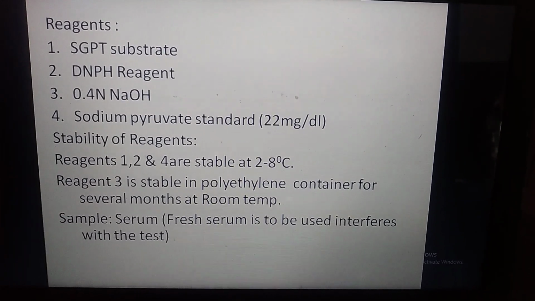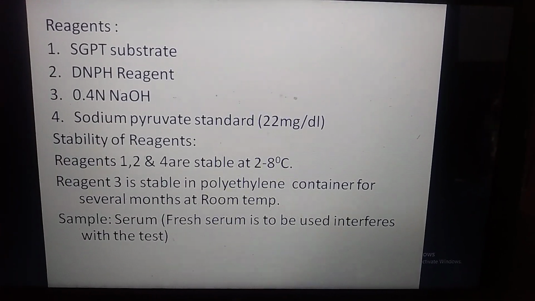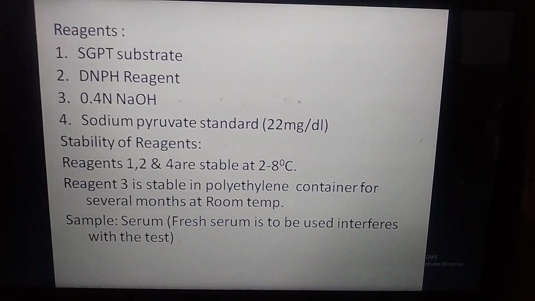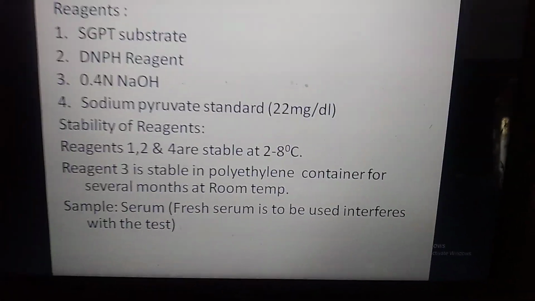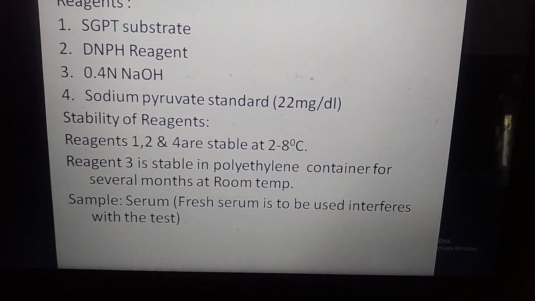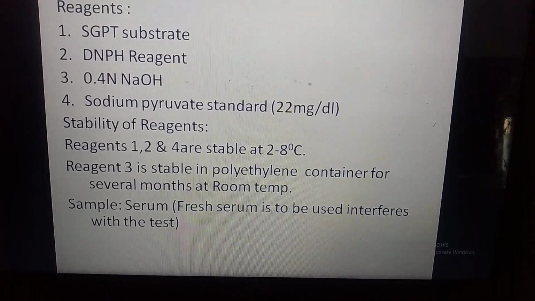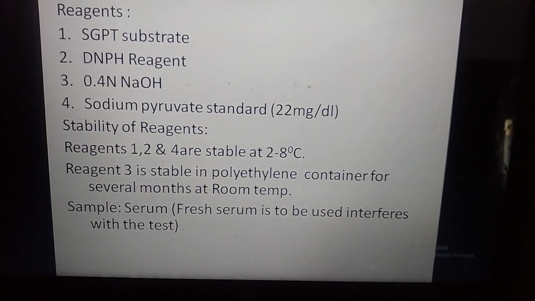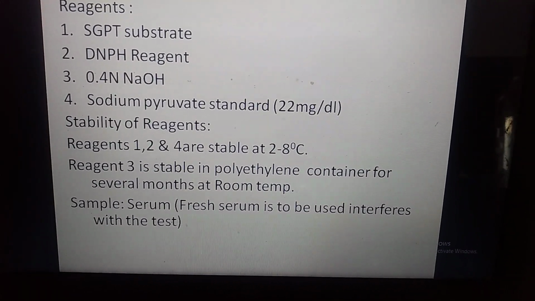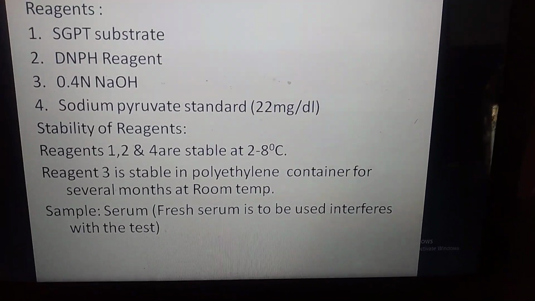Stability of reagents: reagents 1, 2 and 4 are stable at 2 to 8 degrees Celsius. It means cool temperature. Reagent 3 is stable in a polyethylene container for several months at room temperature. Sampling: serum. Fresh serum is used so as not to interfere with the test.